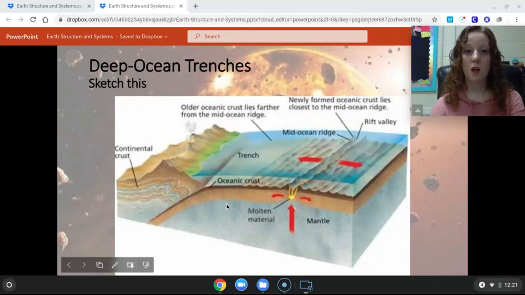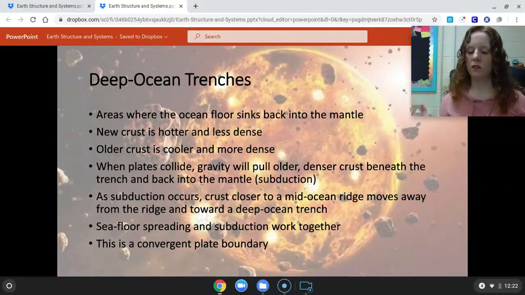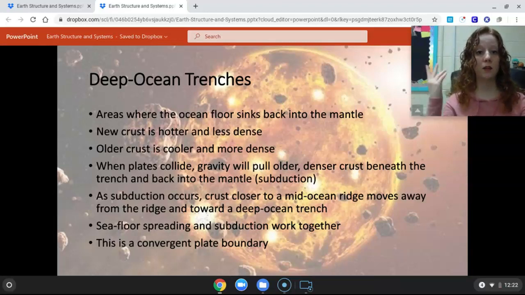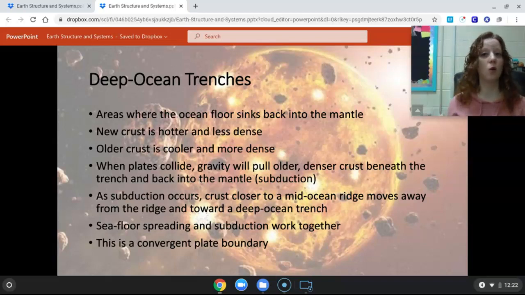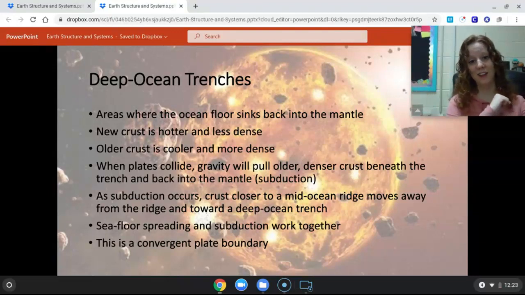Let's go back and talk about the bullet points on that slide. These deep ocean trenches, you've seen it, we've said it, they're areas where the ocean floor is going to get pulled and sinks back into the mantle. The new crust that's been created at the mid-ocean ridges, remember, hot stuff is less dense. It's brand new crust. It's just been made where the mantle has cooled off. It's going to be hotter and less dense. That older crust that's been moved and bumped along to the side, it's older, it's colder, it's denser, and it's going to get subducted, okay, whether it likes it or not.